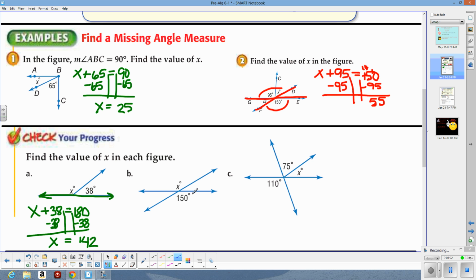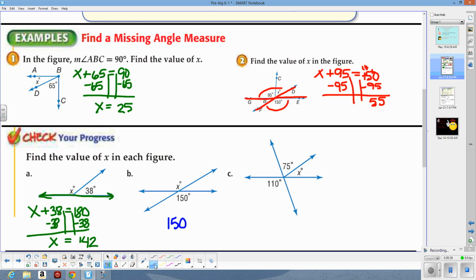For example B, these two angles right here are those bow tie angles that are called vertical angles. And since they are vertical angles, they're congruent. So that one is a very simple 150 because they're the same size.